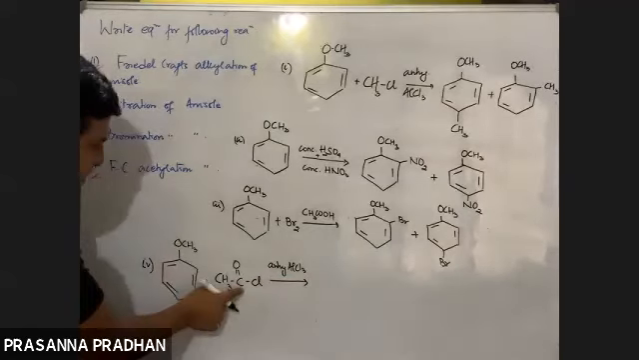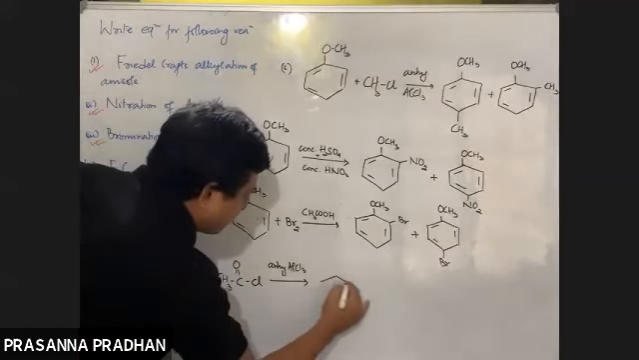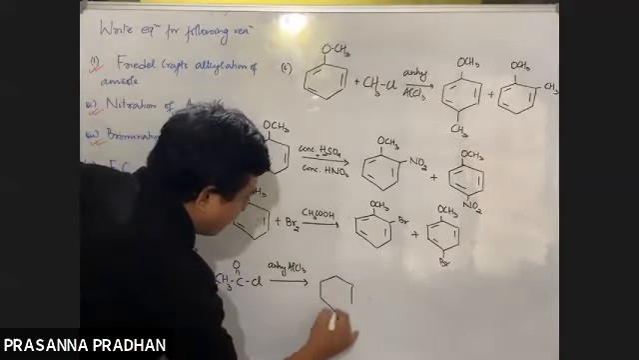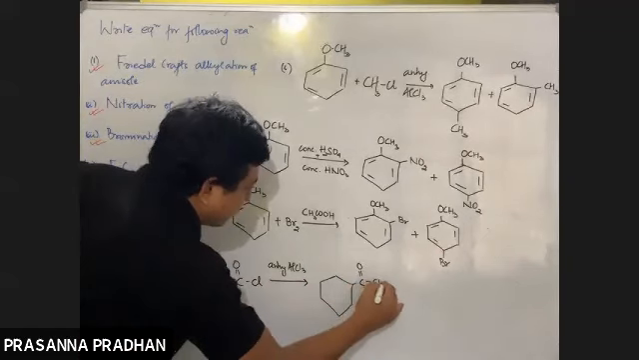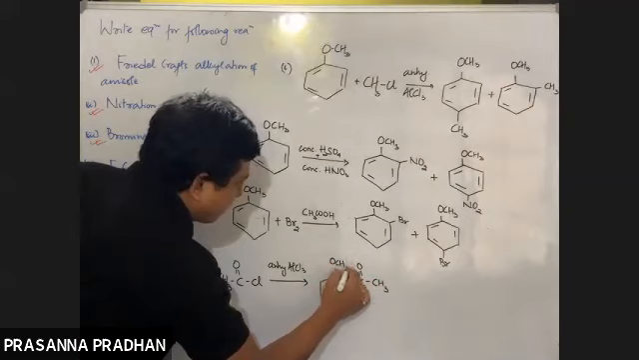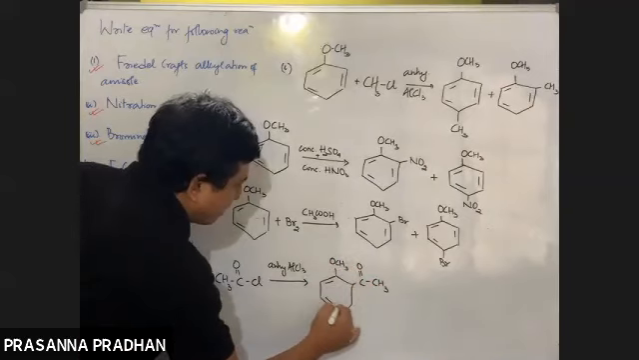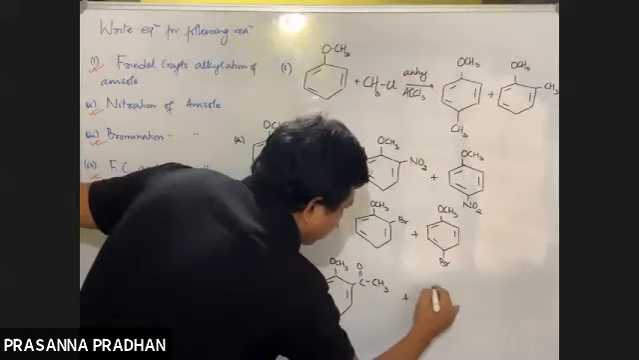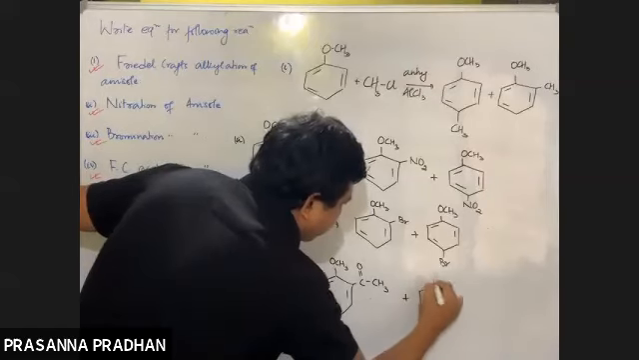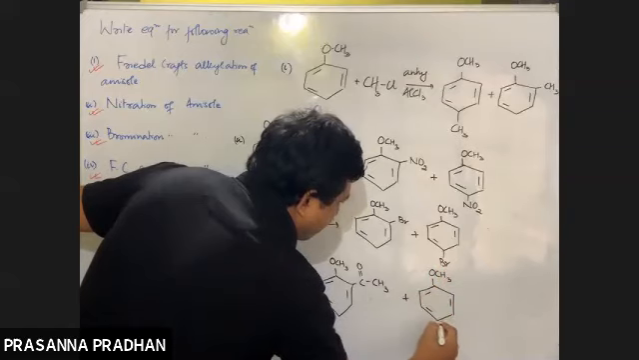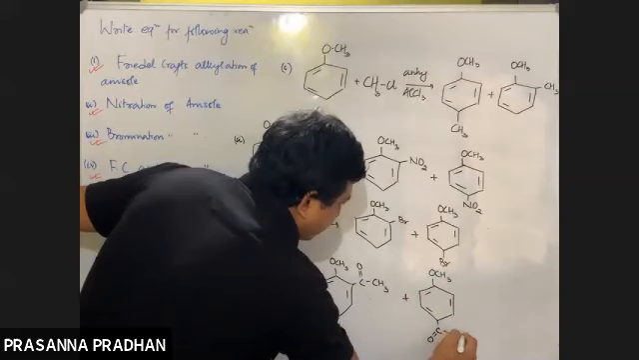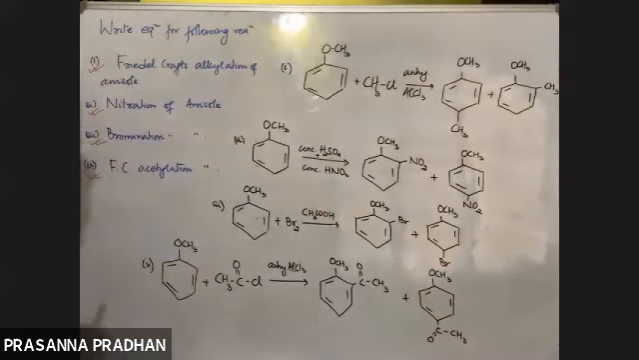So here again what will happen? Acyl group, COCH3 group. Where will this COCH3 group come? Again this group will come in the ortho position like this. And we get another compound where the COCH3 group will come in the para position like this.